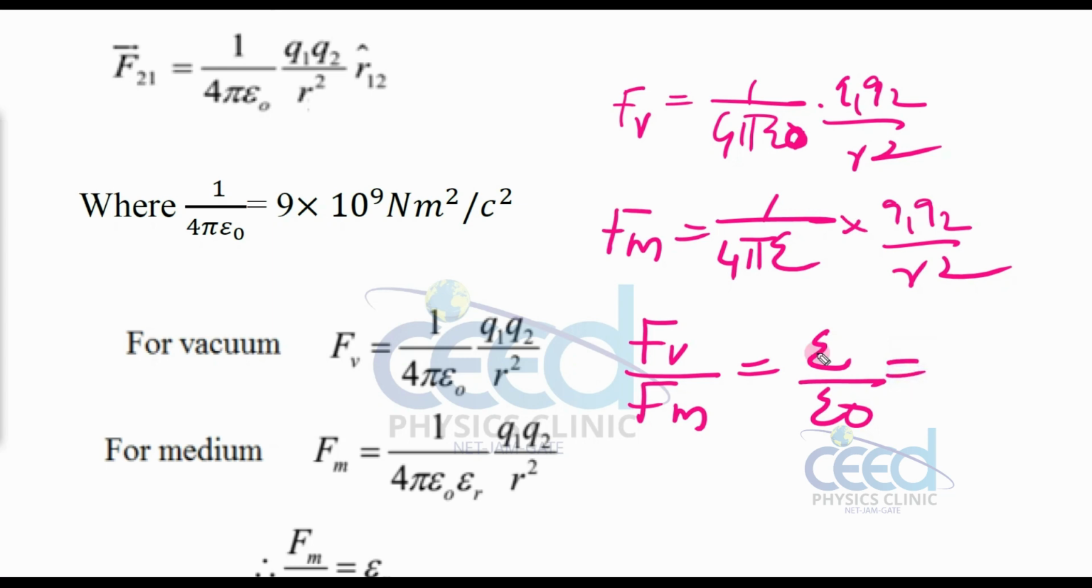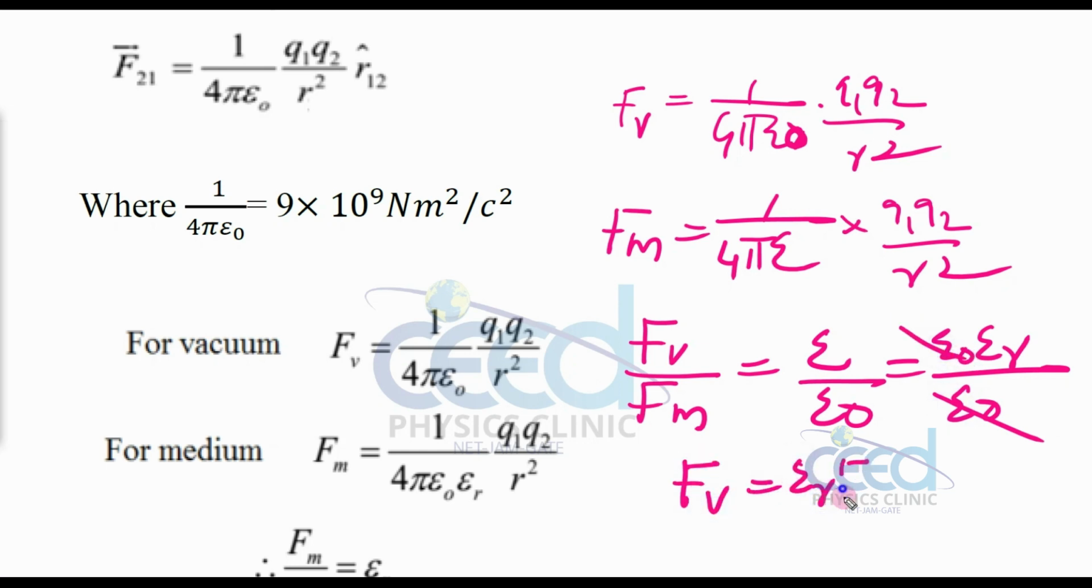Now we already know that epsilon is epsilon 0 epsilon r, so epsilon divided by epsilon 0 gives epsilon r. So this will cancel, and F_v is equal to epsilon r times F_m. That means the force in free space is equal to the dielectric constant times the force in the medium.